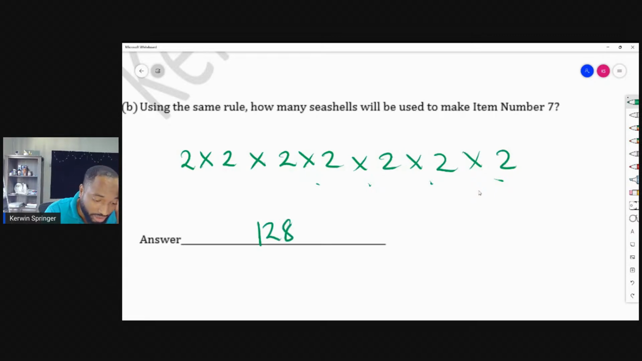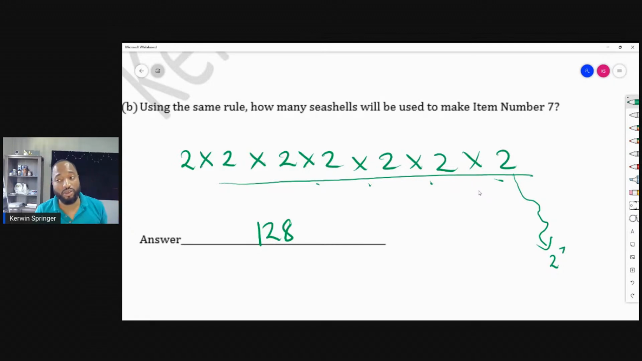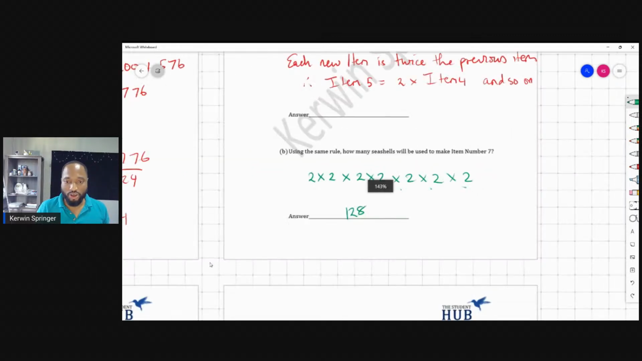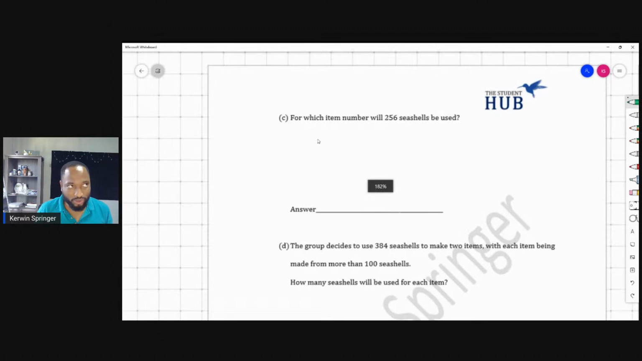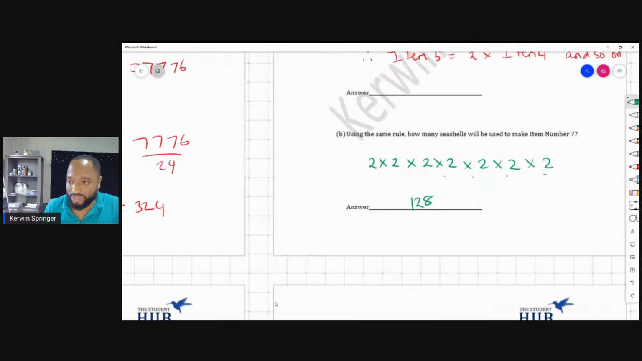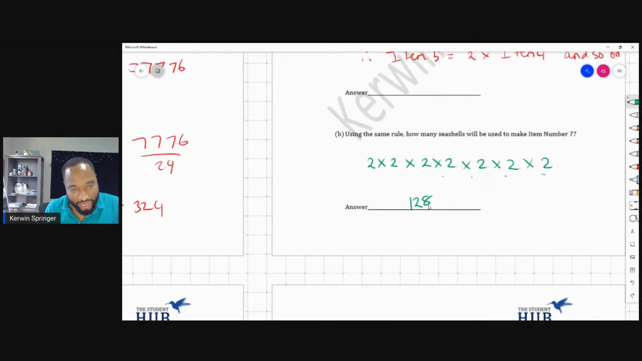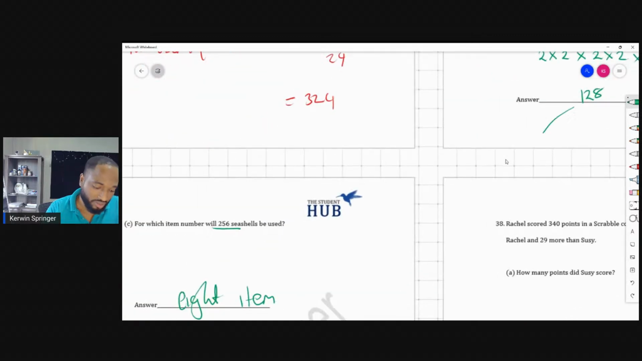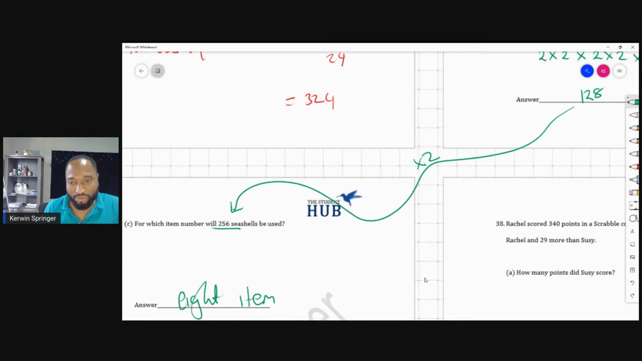Now, you will learn something in secondary school that we could write this like 2 to the power of 7. That's coming up in secondary school. 128. Let's keep going. We're going on to part C. For which item will 256 seashells be used? The 8th item. Guess how I know that so fast? Because we were just on the 7th item with 128. And if I multiply this by 2, boom. So that had to be the 8th one because I hit my next multiply by 2.